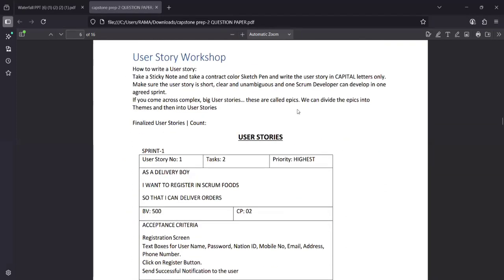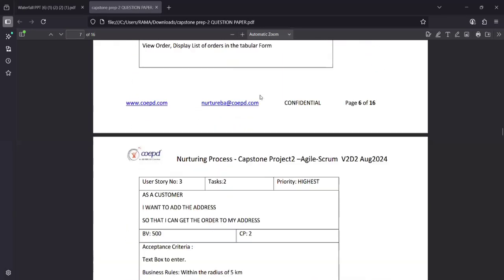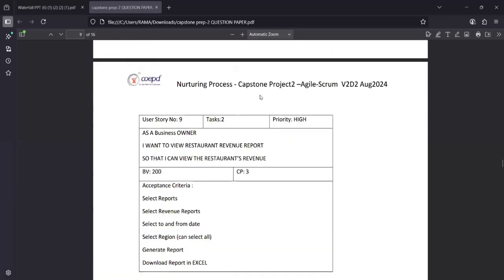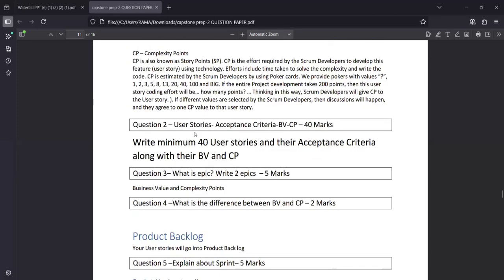Okay, so now let us move to the next question. The next question is: write a minimum of 40 user stories and their acceptance criteria along with their BV and CP. So you need to write 40 user stories based on the case study.